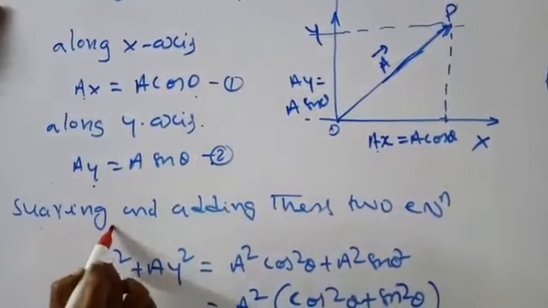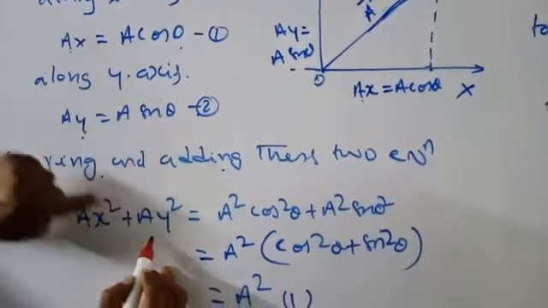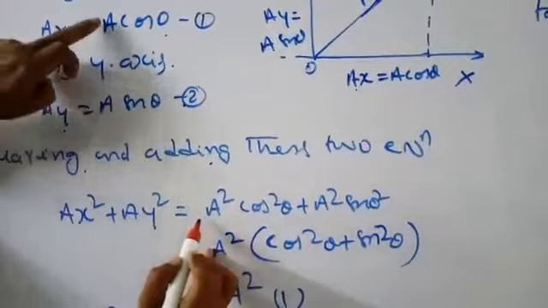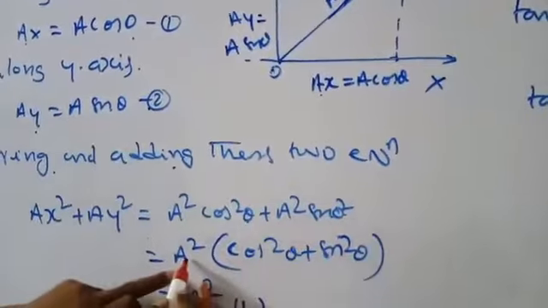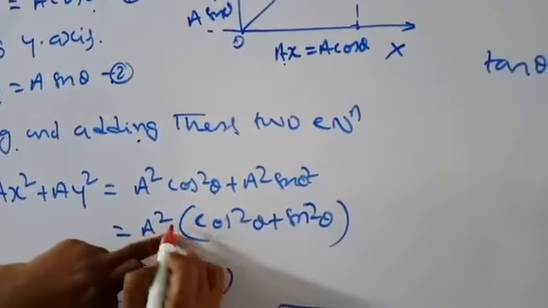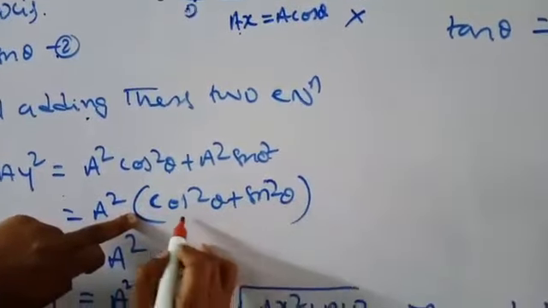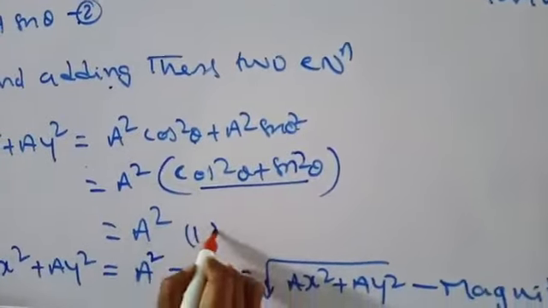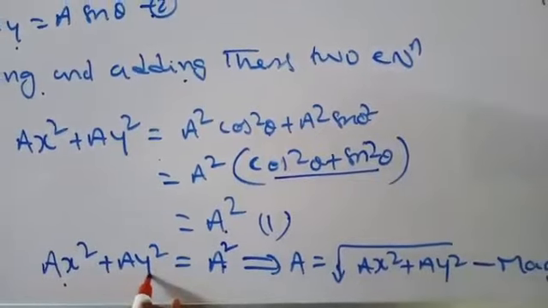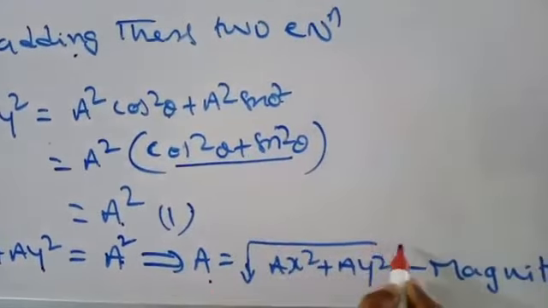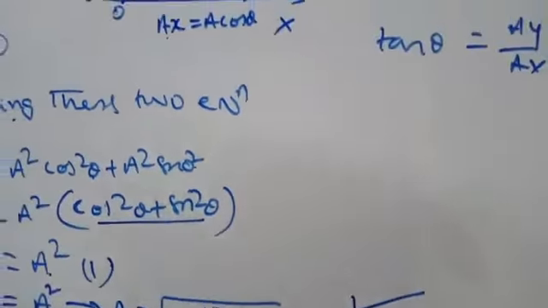Squaring and adding these two equations, AX square plus AY square is equal to A square cos square theta plus A square sin square theta. A square can be taken common, so cos square theta plus sin square theta. You know cos square theta plus sin square theta is equal to 1. That is A square. So A square is equal to AX square plus AY square. That implies A is equal to root of AX square plus AY square. This is the magnitude of the given vector.